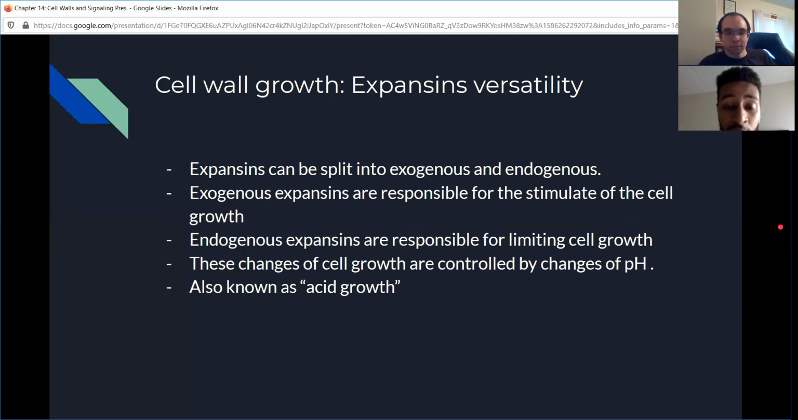Next, we are going to see expansins, and these are very important because they are versatile in how they influence cell wall growth. We have 2 types of expansins. One is exogenous, which is responsible for the stimulus of cell wall growth, and there are also endogenous expansins, which are responsible for limiting cell growth.